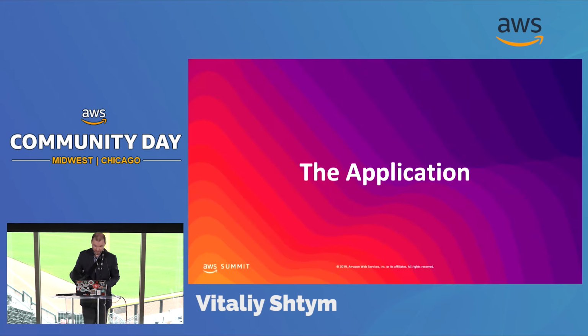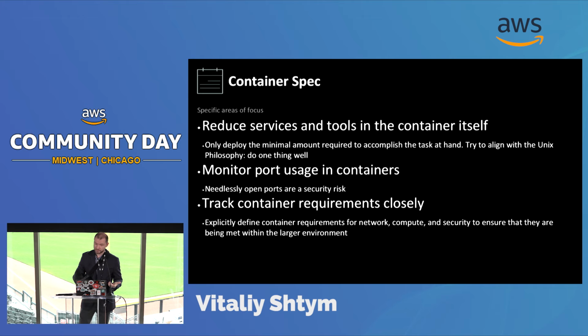The application, container specifications. Reduce services and tools in the container itself, right? Kind of makes sense. You want to only have things that are doing the work that you want it to do. Don't have anything extra going on. Monitor port usage in containers. We talked about this a little bit on the host level, to know if the host is listening to a new port. But the same thing, you want to close down the container itself so it doesn't have any unopened doors or windows, right? And track container requests closely. So you want to monitor what your container is doing, and whenever there is a deviation from standard of some sort, you want to be able to identify it as quickly as possible.